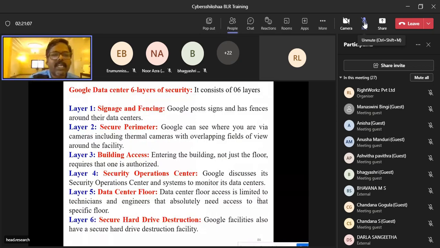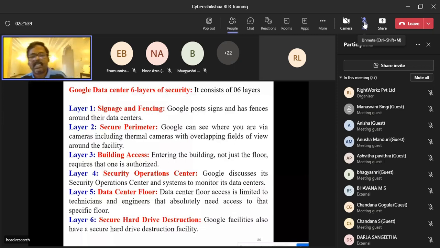In the first layer we are using signage and fencing. See, a data center means a very big building. With the help of fencing, we are protecting it from physical intruders. Then the secure perimeter: Google can see where you are via cameras, including thermal cameras with overlapping fields of view around the facility. We are doing secure perimeter.